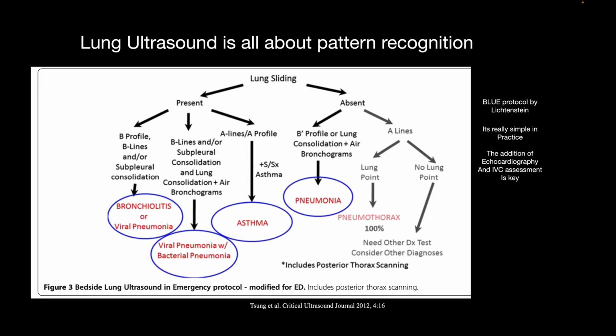Whereas if you have a B-line profile with some consolidation, a ragged looking pleural line, then that may make you think of things more like bronchiolitis or pneumonia, and we'll talk a bit about some examples of this in a minute. But once again, this is all about pattern recognition and helping you find out what's going on. This is adding to your clinical exam and your other history.